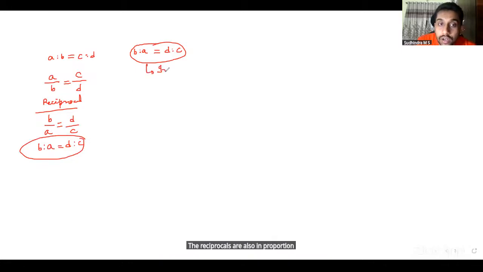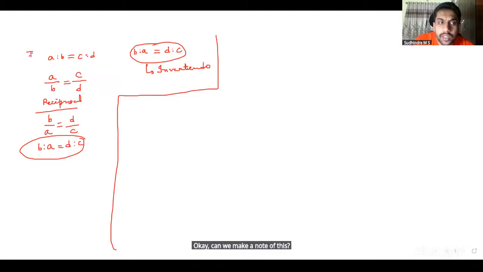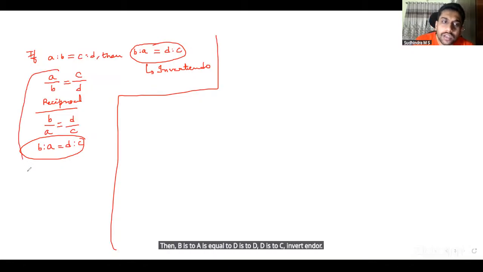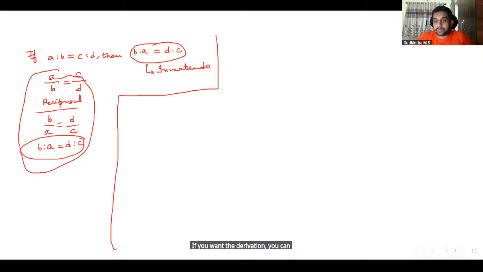This property is called invertendo. Can we make a note of this? If A is to B is equal to C is to D, then B is to A is equal to D is to C. Invertendo. If you want the derivation, you can also write the derivation.